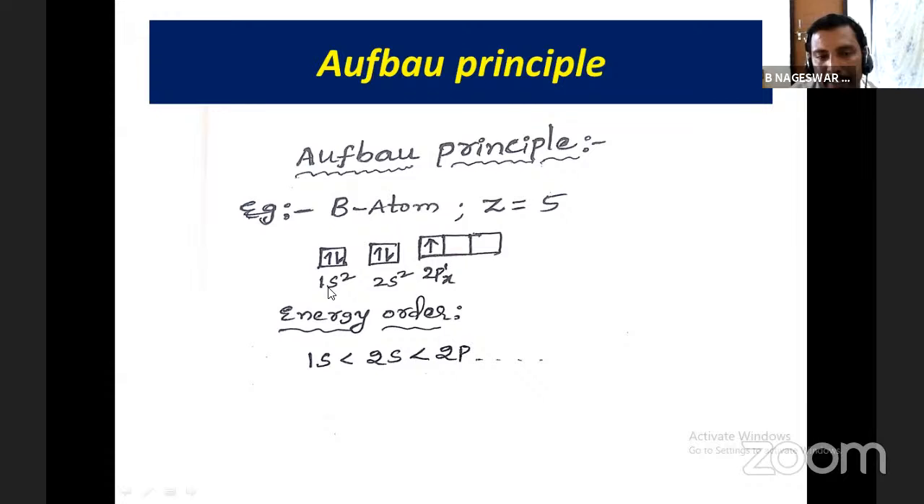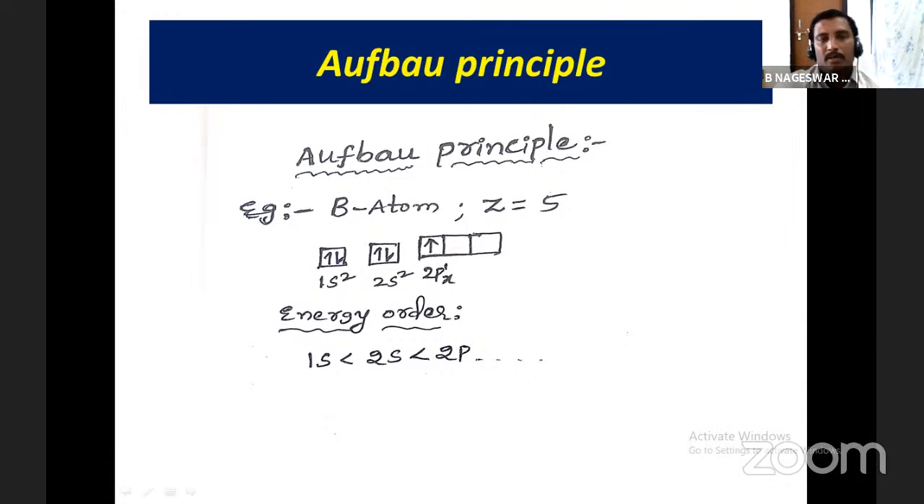Because in the case of the 1s orbital, the n plus l value is 1 only. Here the n plus l value is 2. Here it is 3. So out of these 3 orbitals, 1s, 2s, 2p, the 1s orbital has the lowest energy. After that the 2s orbital has lower energy, and after that this one only. In this manner we can fill electrons in orbitals according to the above principle.